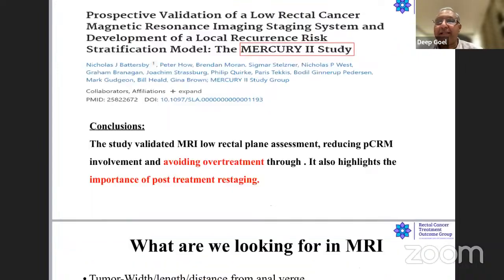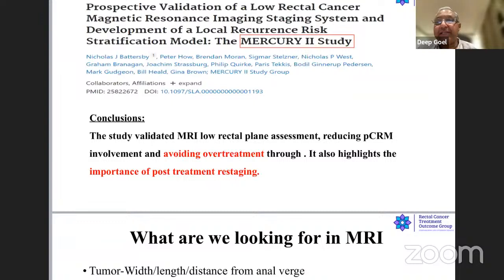Also, the Mercury 2 trial said that by accurately staging the disease, you will avoid overtreatment, and restaging post-treatment is very, very important, and MRI is the investigation of choice.